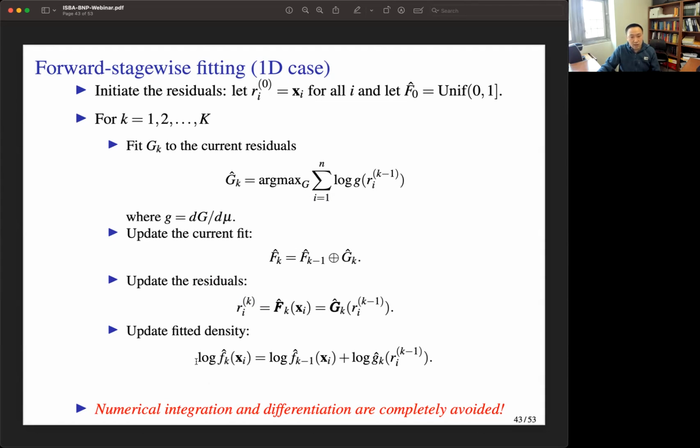And then you can update the fitted density at the training data points by, it turns out that the fitted density is exactly additive on the log scale.